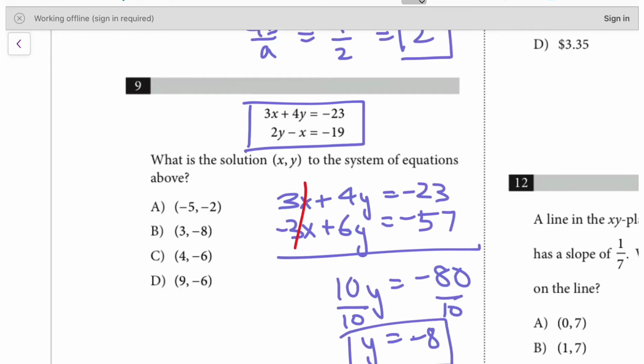So usually you don't really have to solve for both variables, because if I look at the answer choices here, there's only one that has negative 8 as a y value. So I know that my answer is B. So don't waste your time solving for both variables, because you want to get through this section as quickly as you can and go back and check answers, or go back to answers you're unsure about.